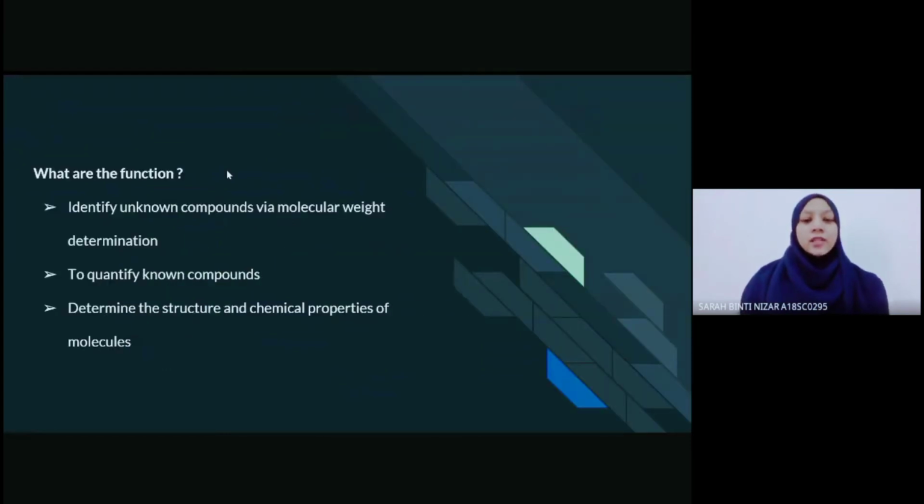What are the functions of mass spectrometry? So, mass spectrometry is to identify the unknown compound via molecular weight determination. Second, to quantify the known compound. And lastly, to determine the structure and chemical properties of the molecule.